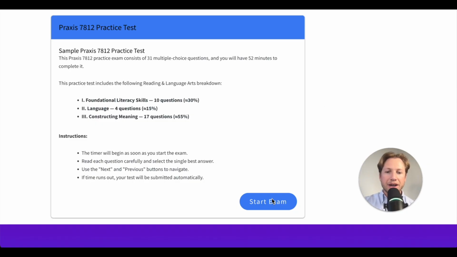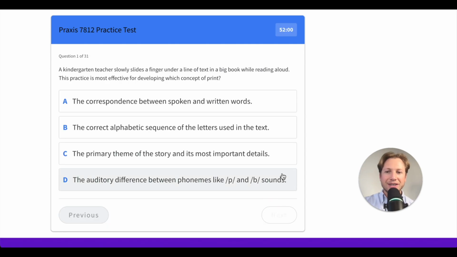So we're going to go ahead and click start this exam. Now, let's start with question number one. The way I'm envisioning this is that I will read the question, give you some time to read the answer options, and then together we'll talk about the correct answer and why it was that.